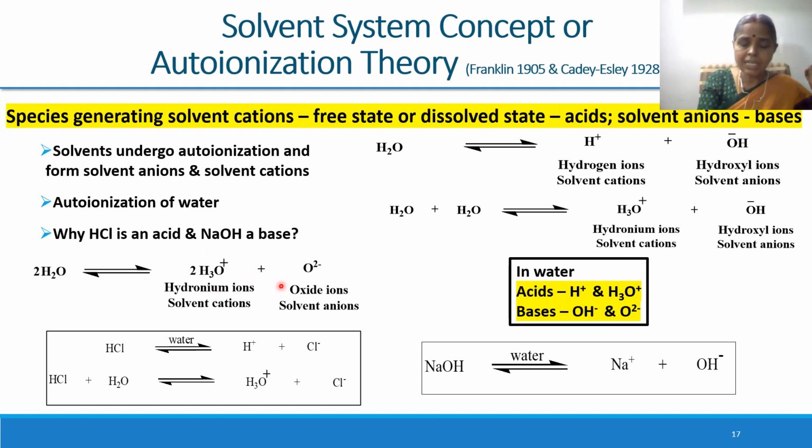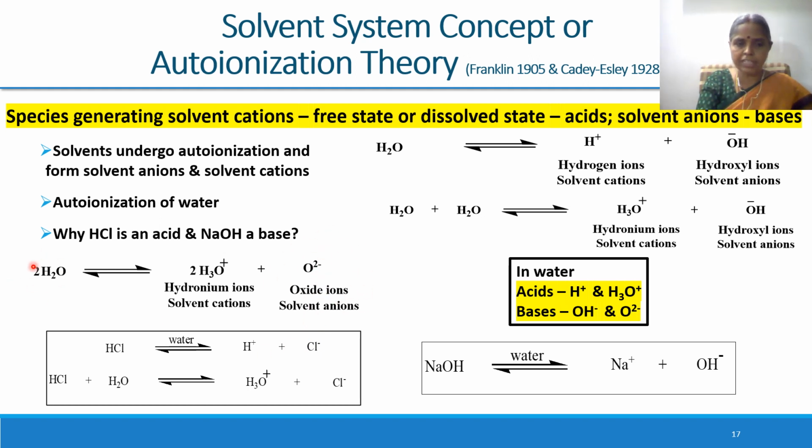So, water undergoes auto ionization, meaning ionization on its own. Water upon auto ionization will form H plus and OH minus, or H3O plus and OH minus. So, what are solvent cations? For water, solvent cations are H plus and H3O plus. What are solvent anions for water? OH minus ions and O2 minus also.